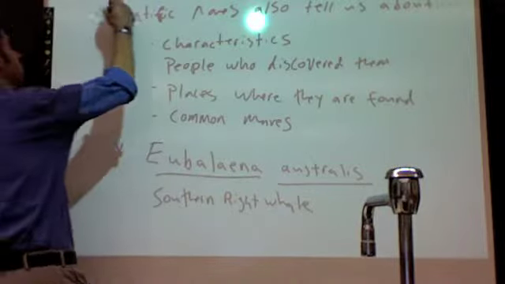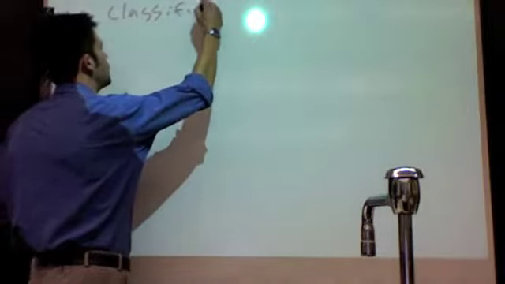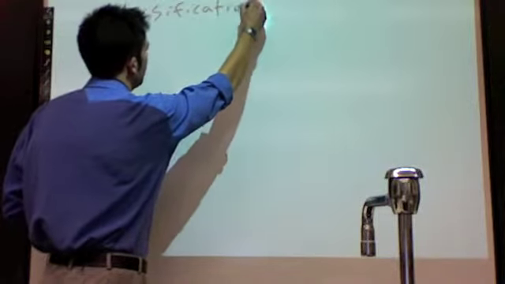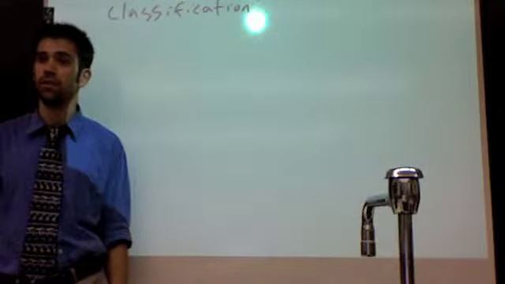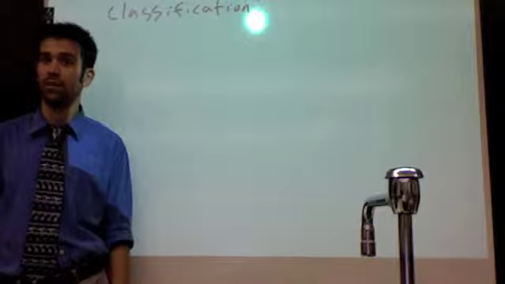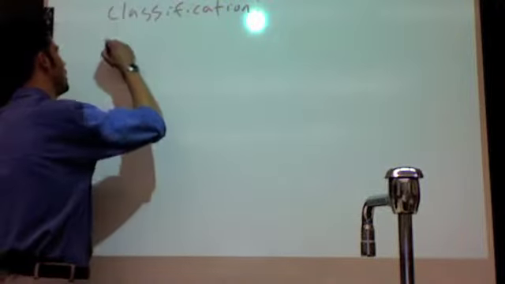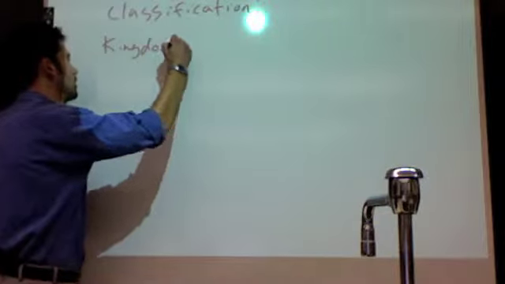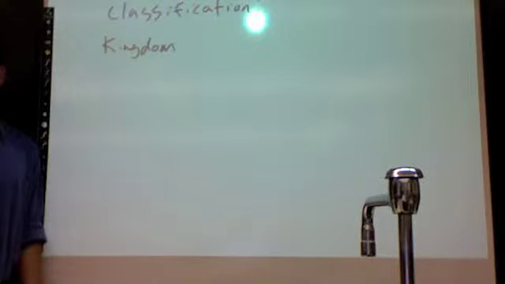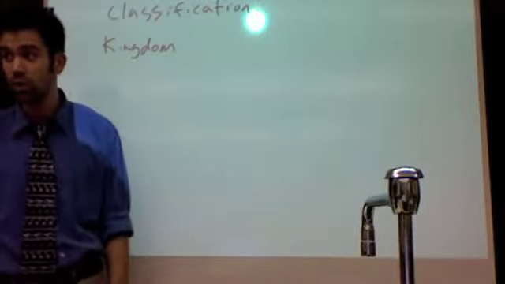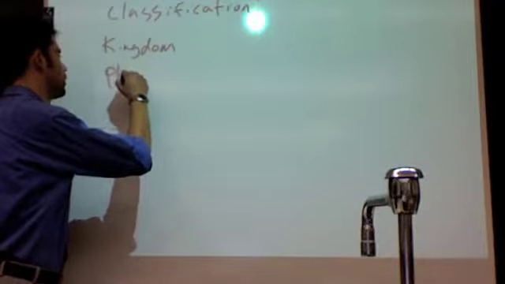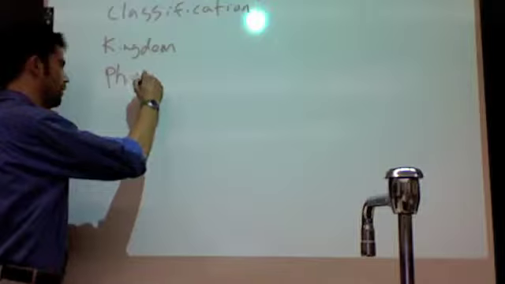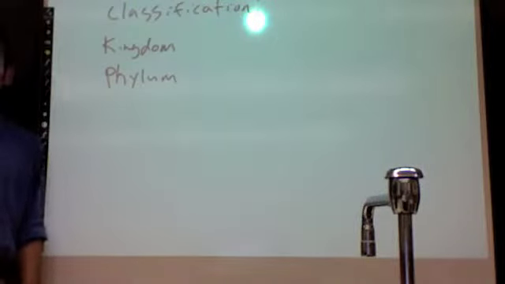Okay, the final thing I want to talk about today, classification. Who remembers the really fun anagram of how we remember all the different steps of classification? It does begin with a K. What does a K stand for? Kingdom. Very good. Philip. What does a P stand for? Phylum. Okay. What's next?